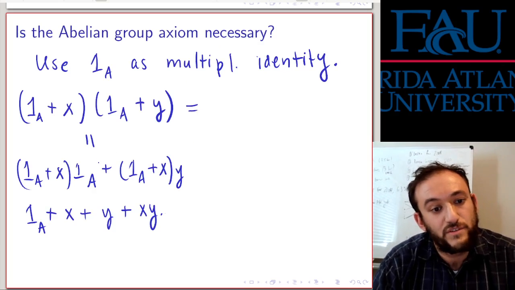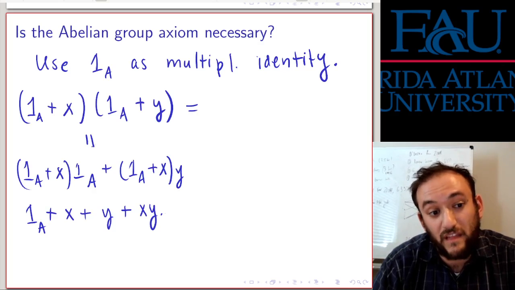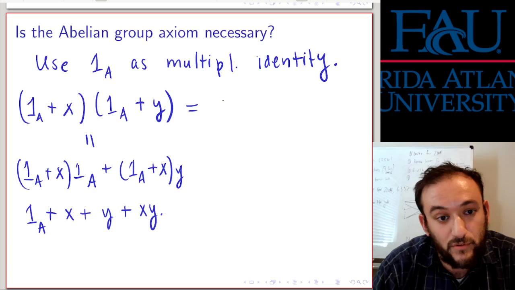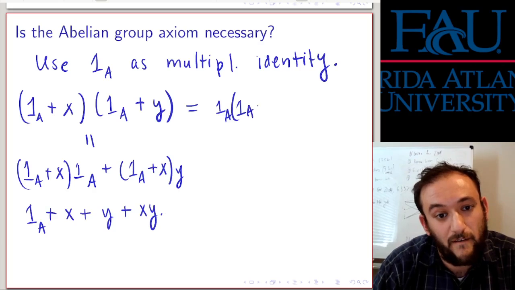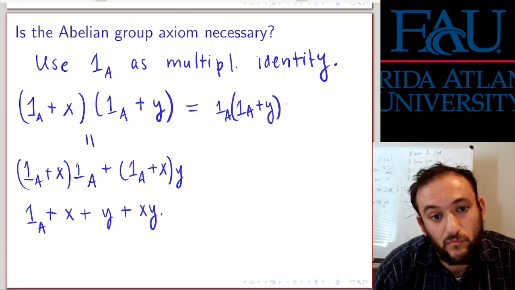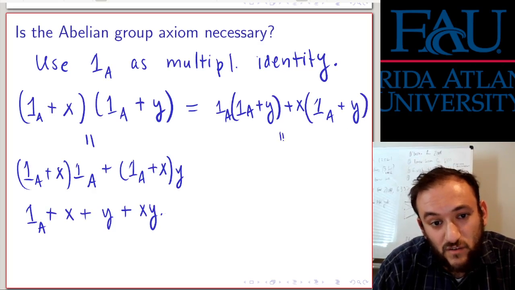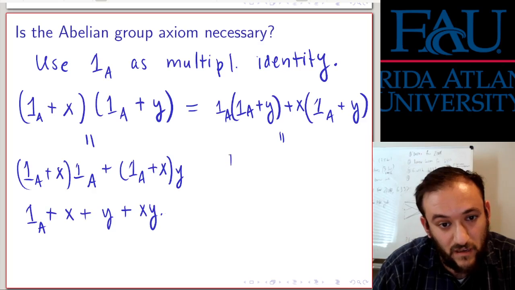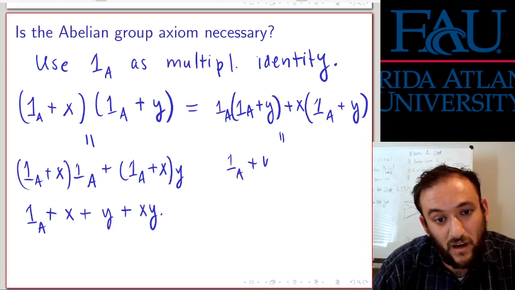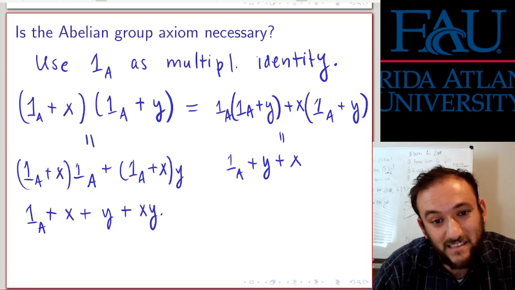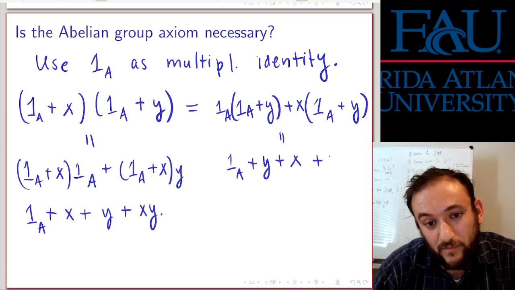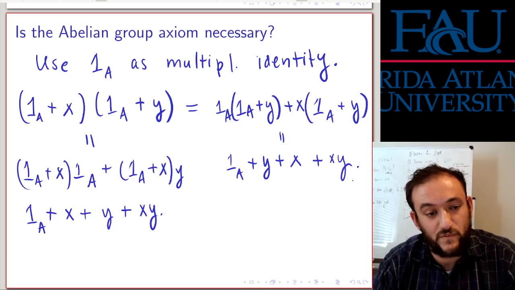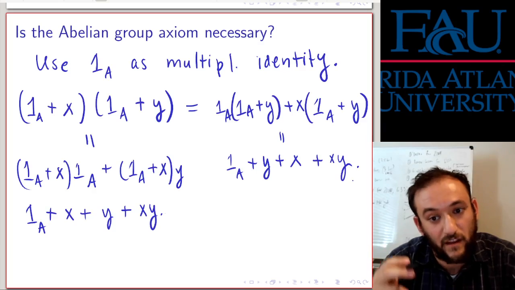So let's say instead of distributing on the left first and then the right, let's do the other way around. So now we have 1_A times (1_A + y) plus x times (1_A + y). This is going to be equal to 1_A times 1_A is 1_A plus y plus x plus xy. Okay, so now this time we distributed first on the right, then on the left.